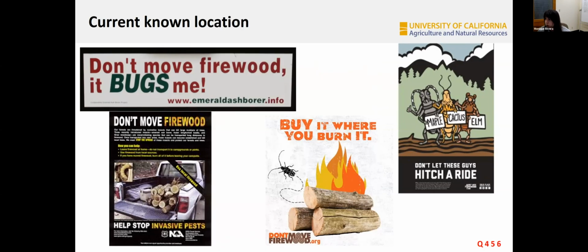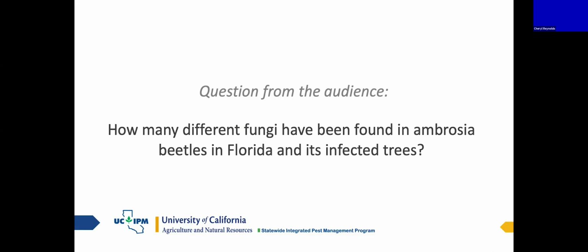I think we have one more, right? Yes, there's one more. And I do have another question for you. How many different fungi have been found in ambrosia beetles in Florida and its infected trees? That's a really hard question for me to answer.